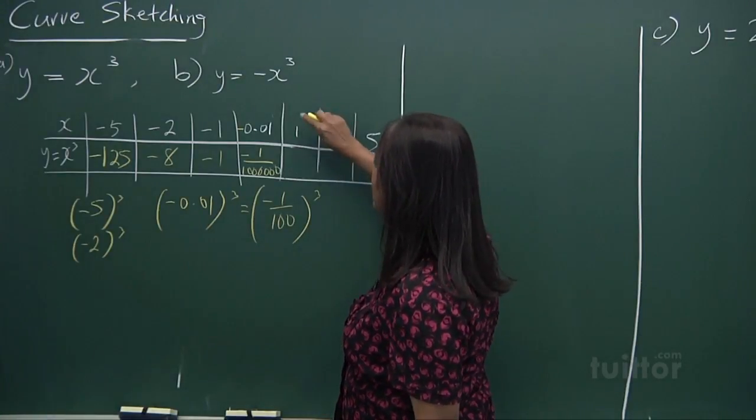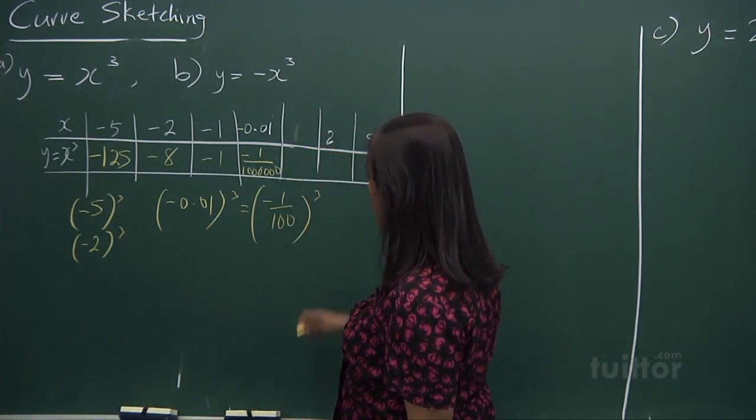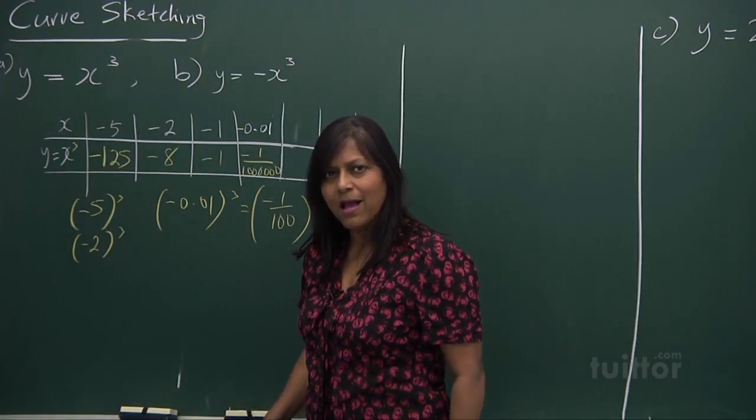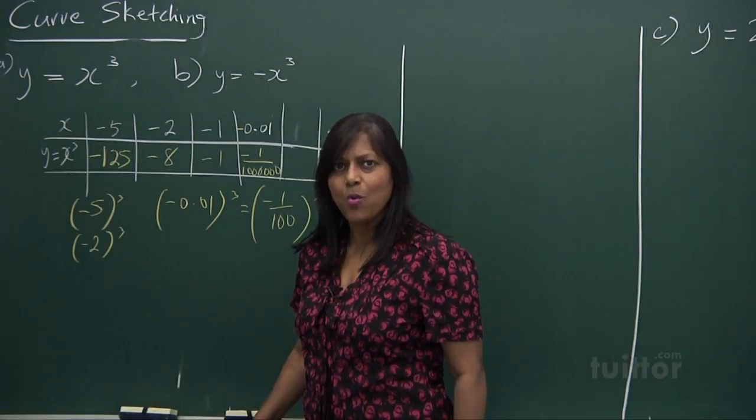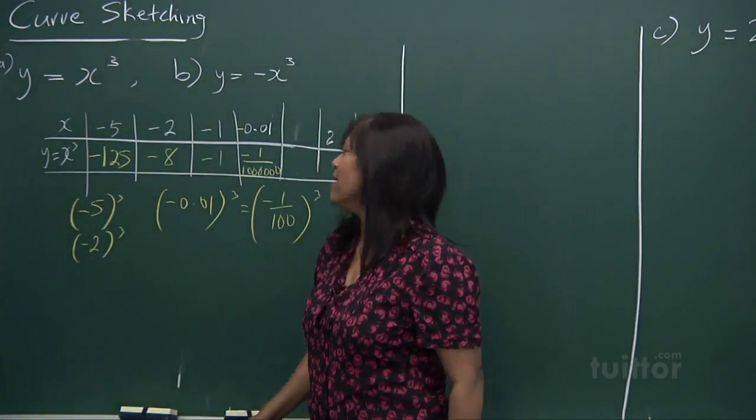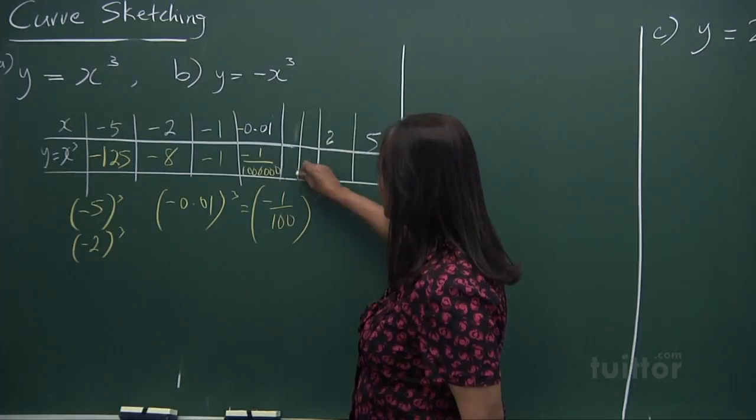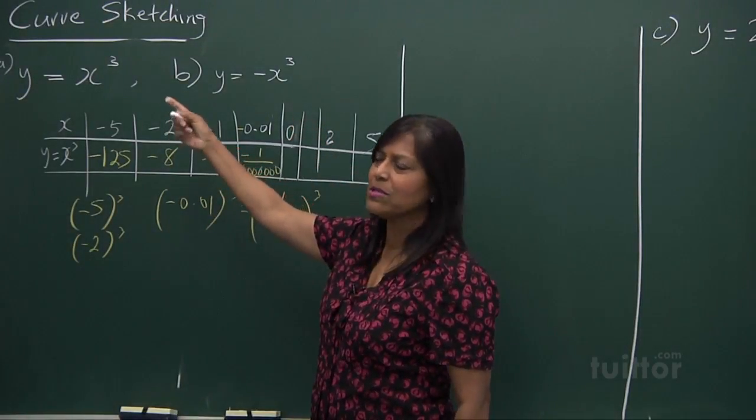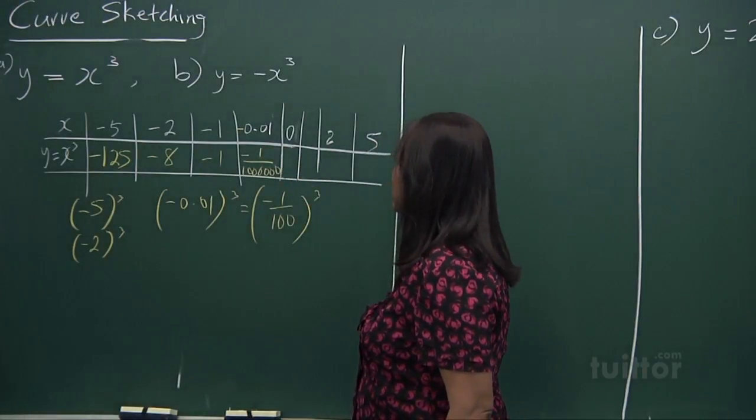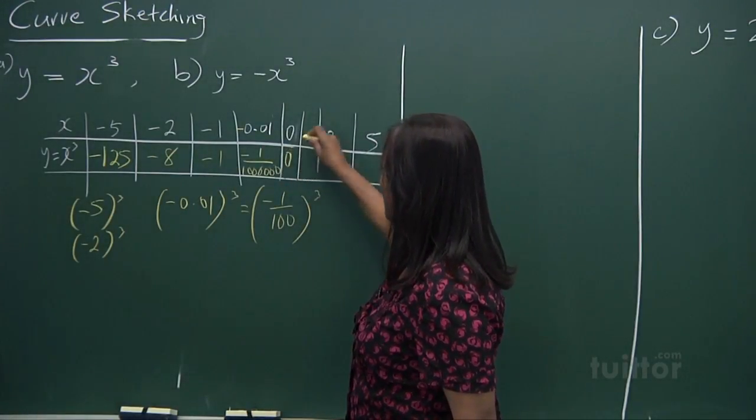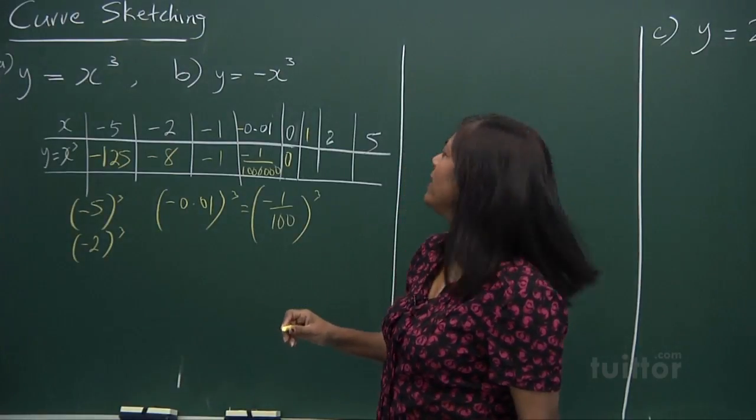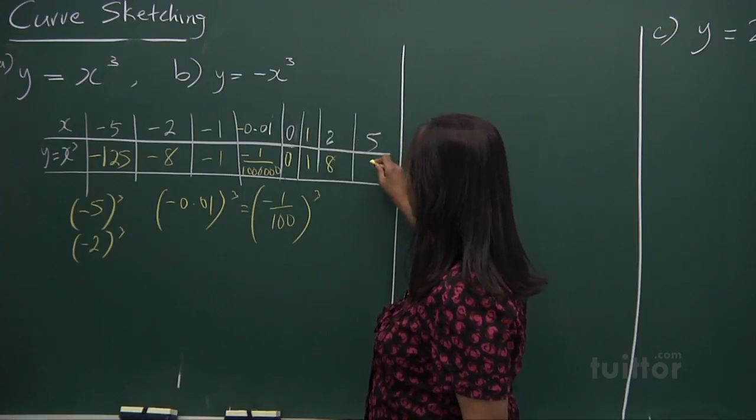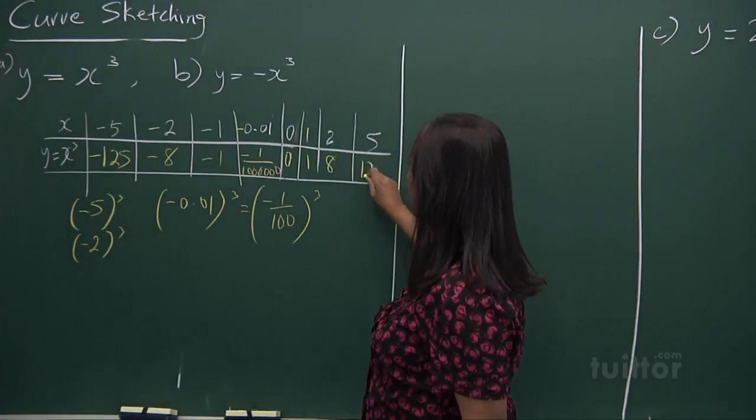Now I wanted to put a 0, but I overlooked it. Let me write it, because 0 is so important. How does y behave when x is 0? We always want to ask this question. When x is 0, 0 cubed is 0. And when x is 1, 1 cubed is 1, 2 cubed is 8, 5 cubed is 125.